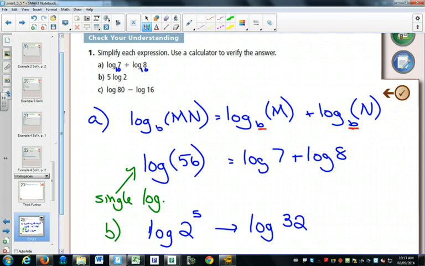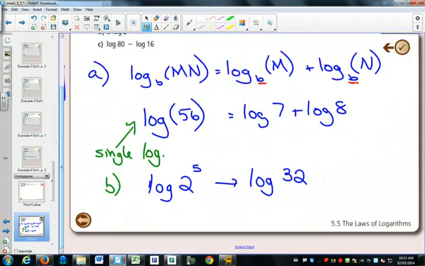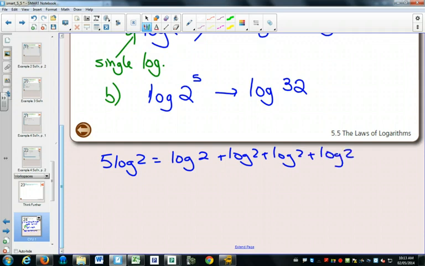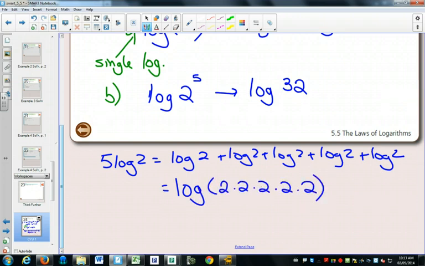And part of the reason that works is because if you had 5 log 2's as log of 2 plus log of 2 plus log of 2 plus log of 2 plus log of 2, this is just adding a bunch of times. And every time you add, you multiply. So that's the reason why this law works. It's just based on the product law as well.